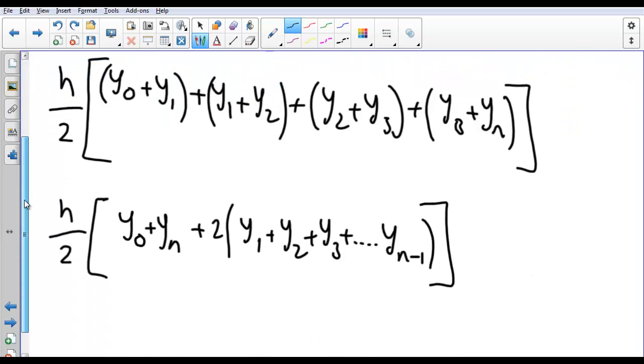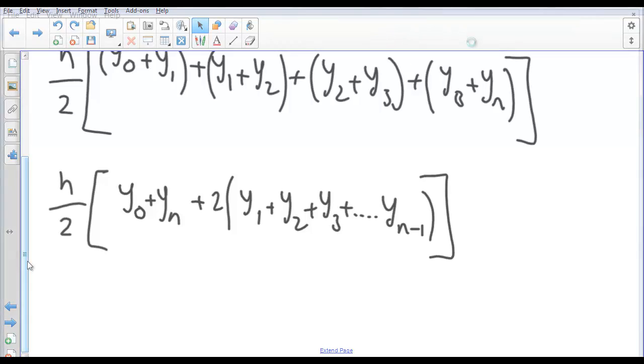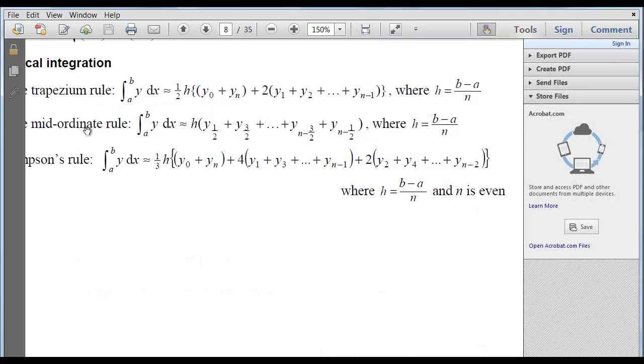Why don't we just make it a bit easier on ourselves? H divided by 2 multiplied by, add up the 2 end ones and 2 lots of all the other ones. I can't remember it. No, I might be wrong. I'm going for page 8. To work out the integral, it's roughly equal to h divided by 2. Happy with that? There's your end one. They've got curly brackets. The 2 end ones plus 2 lots of all the other ones added up. Oh look, they've even got where the height is the end one minus the start one divided by how many trapezia you want.